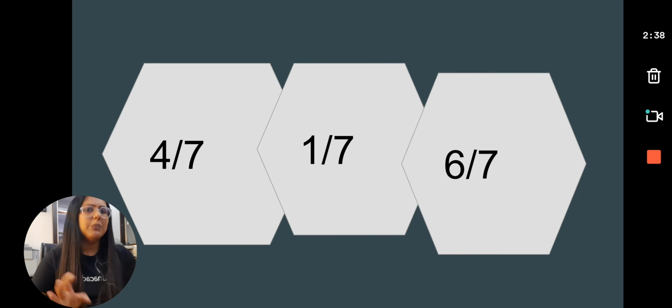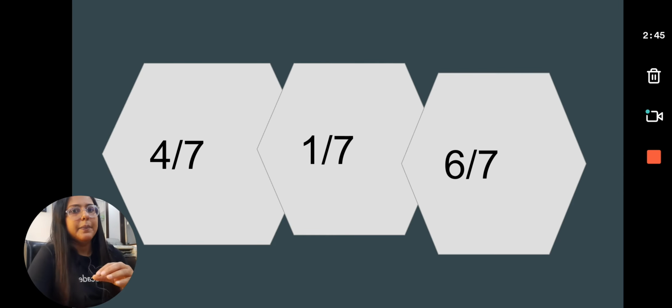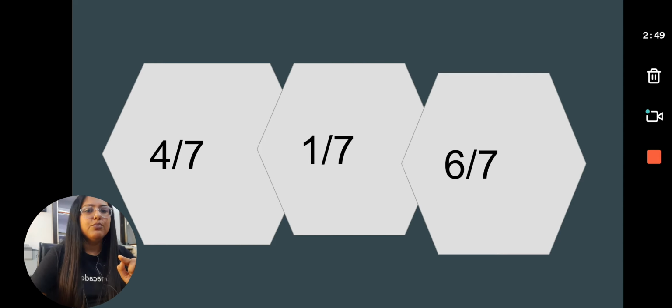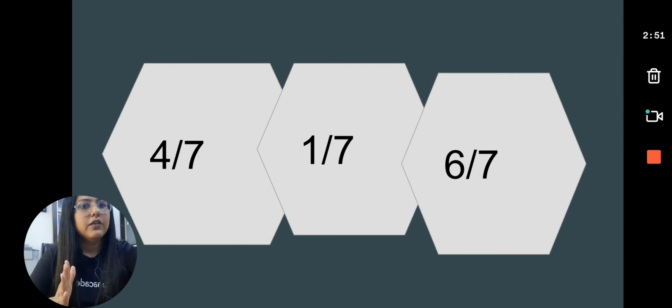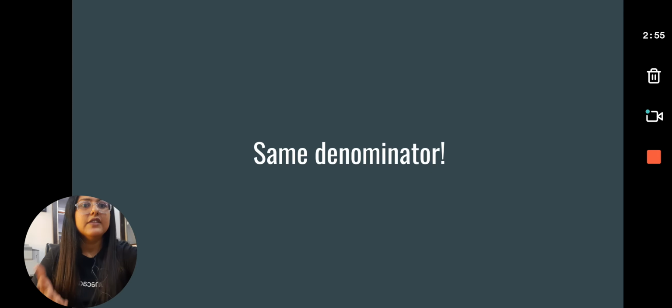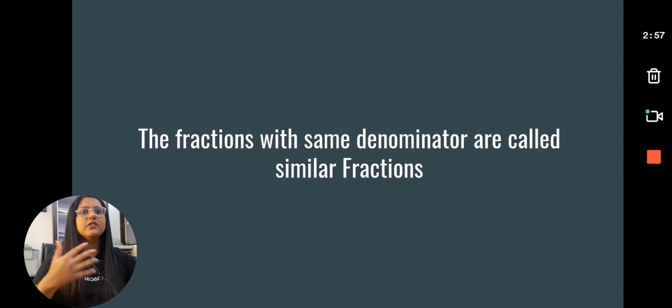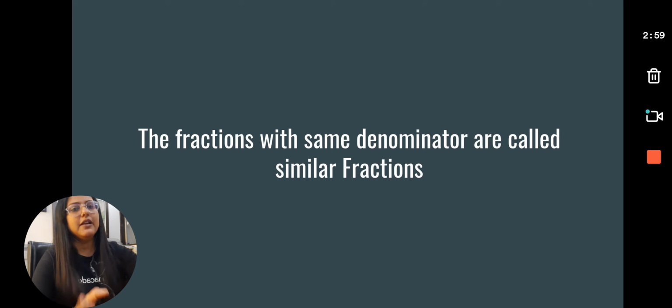So here is a similarity. If you have all noticed, the denominator in these three fractions is the same, that is 7. In all three fractions, the denominator is the same. So what type of fraction is this? The fractions with the same denominators are called similar fractions.